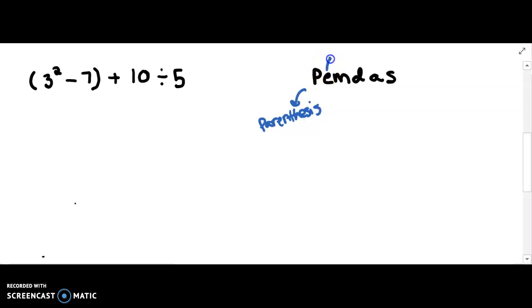The E stands for exponent. M is multiplication. D is division. A is addition. And S is subtraction.